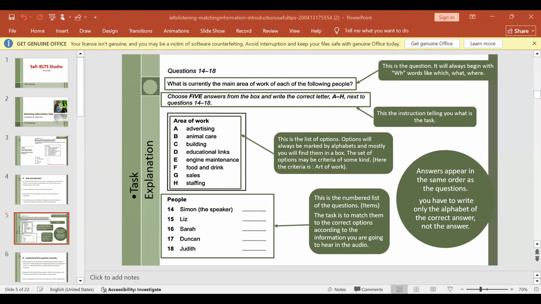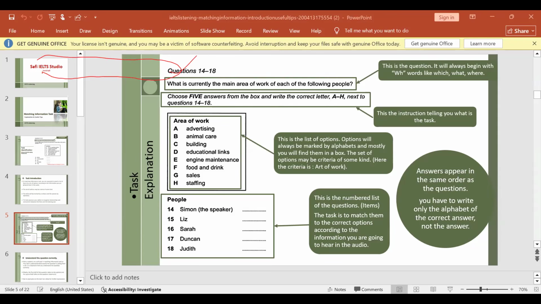Why do students lose marks in matching information type of questions? As I told you, matching information type of questions are the most important type of questions in the IELTS listening test. And you will have them in both section 2 as well as section 3. So these common mistakes are predictable and we can prevent them.